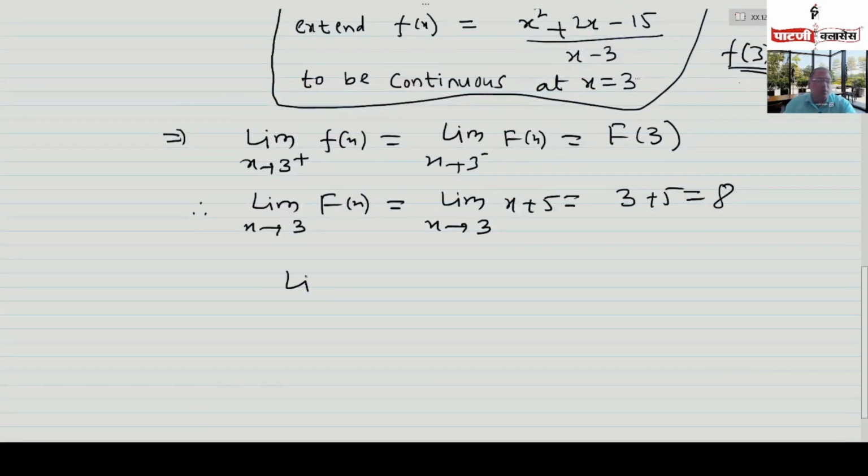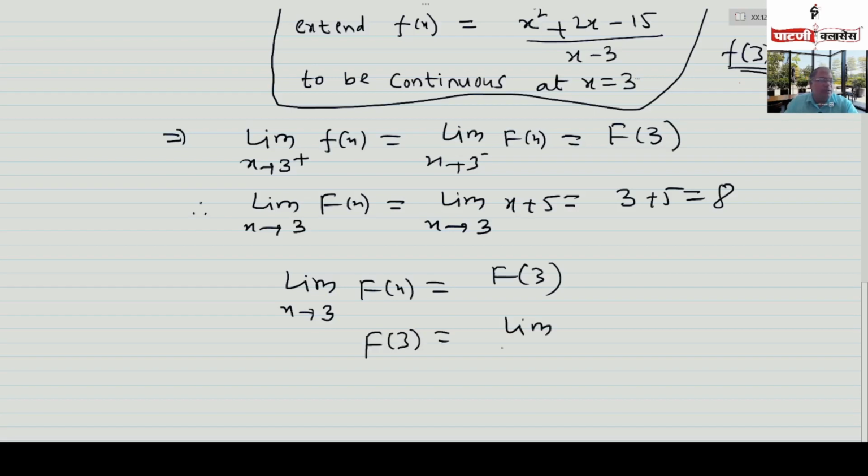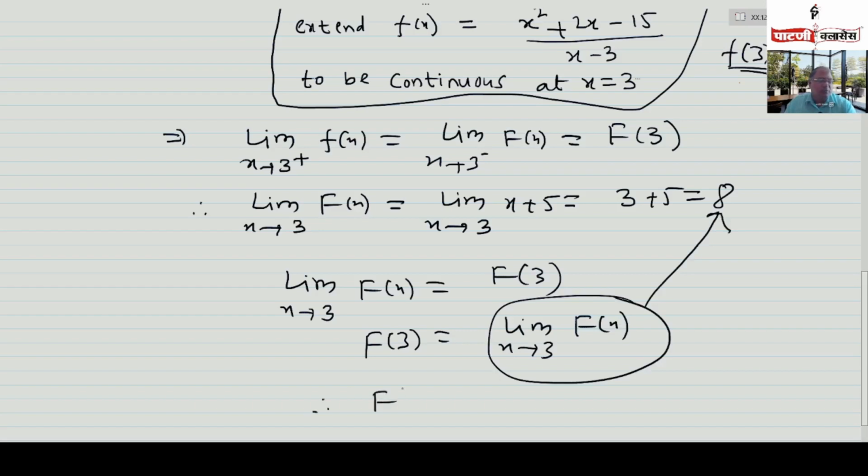Now, limit x tending to 3 f of x equals f of 3. Here 3 stands for 3 plus as well as 3 minus, both results would be the same. So f of 3 equals limit x tending to 3 of f of x. This result is nothing but 8. Therefore f of 3 equals 8. This is the required solution of the given question.